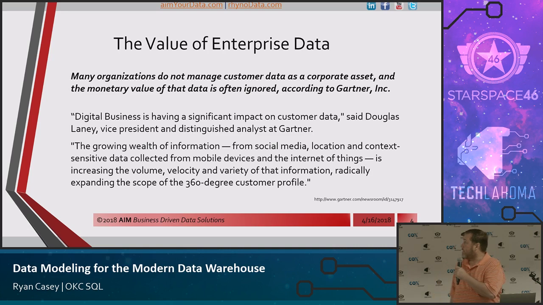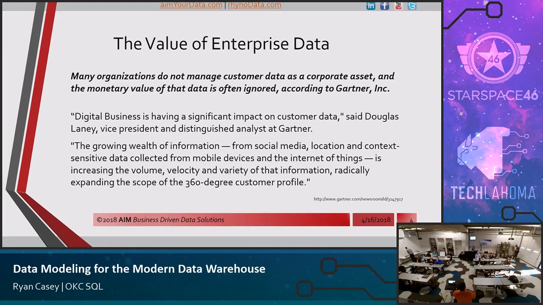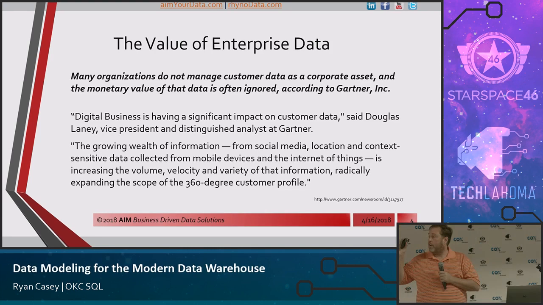Okay, so basically what I want to start off with is the value of enterprise data. So Gartner has something that I picked up here, and it talks about basically that most organizations currently aren't even recognizing their own value in the data. And they talk about velocity, variety, and volume, which, if you're all familiar, that's big data.